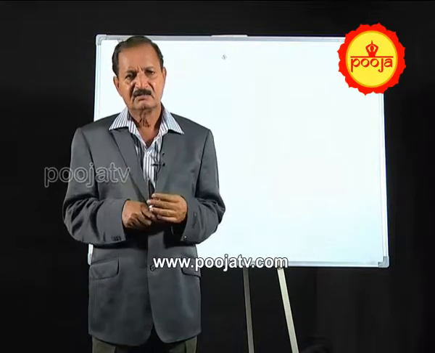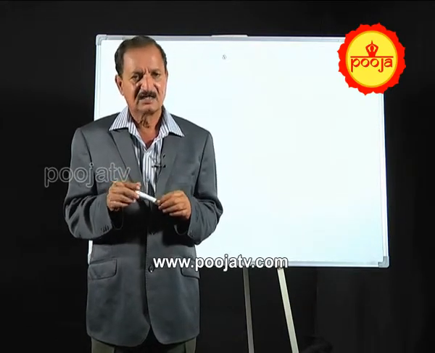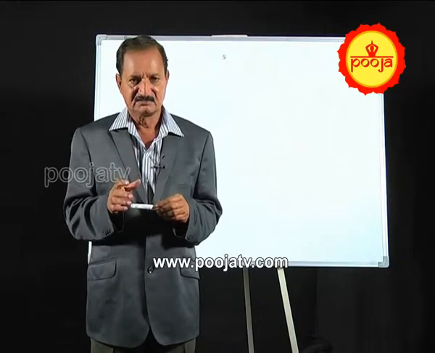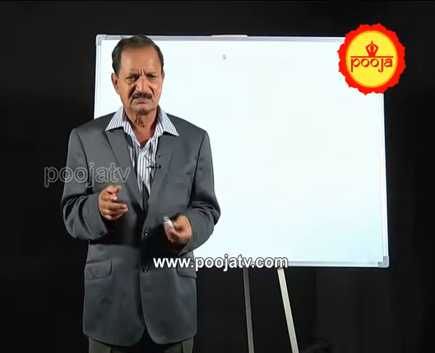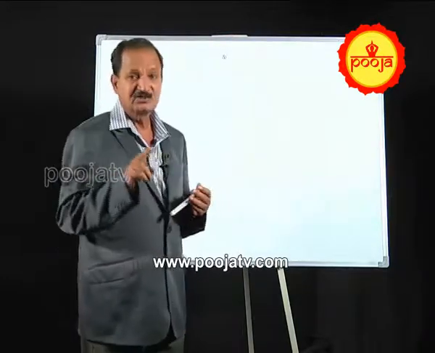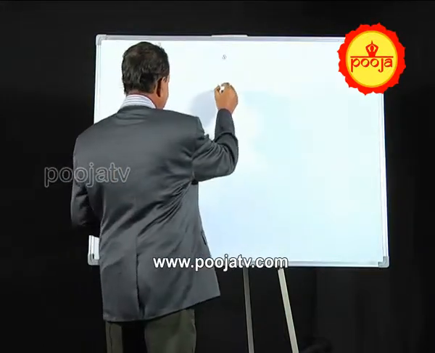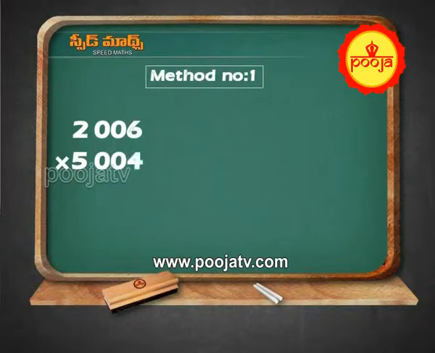Namaste. In the last two episodes, we were discussing how to multiply 4 digits with another 4 digits. It's a very important topic, you might have known by this time, and we have seen two methods of calculating. The first method is method number 1: 2006 into 5004.